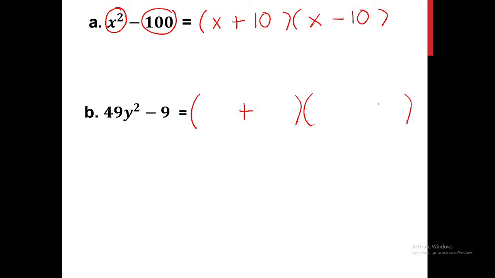What is the square root of 49y squared? 7y. I agree with that. It's 7y. What is the square root of 9? The number 3. And that will be your factored form. Those are your factors. Letter C.